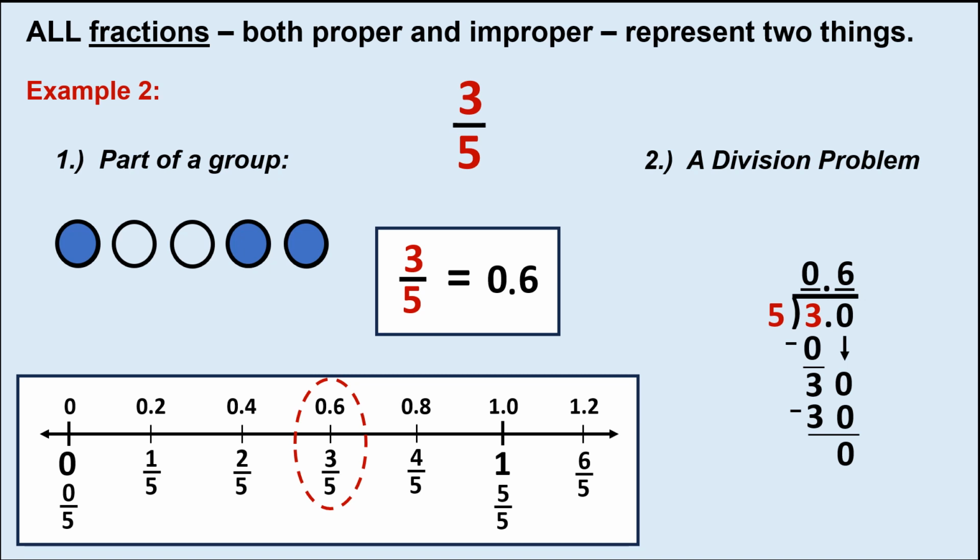Optionally, the teacher can show students that part of the group solution holds on a number line. For instance, there are 5 equal spaces, the denominator, and we are interested in 3 of them, the numerator.